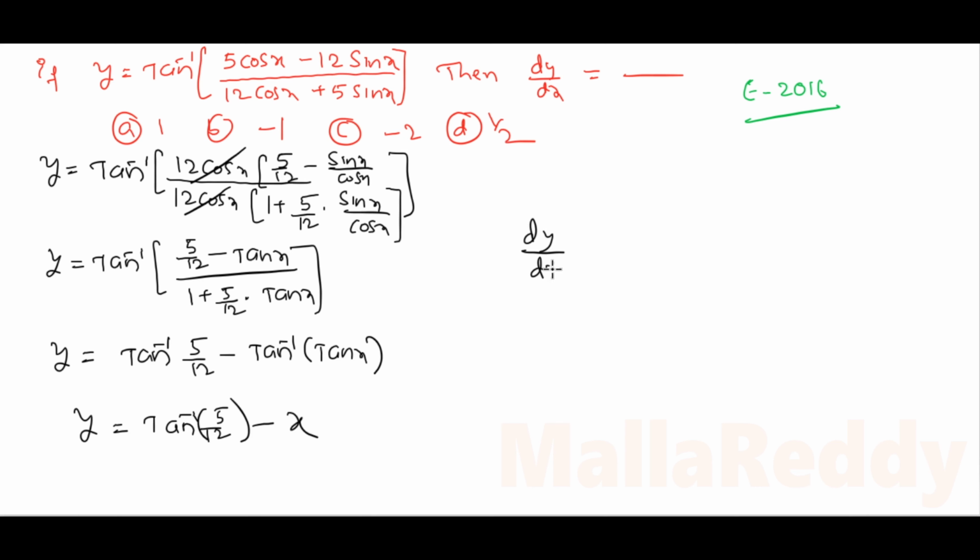dy by dx is equal to tan inverse 5 by 12, that is constant, derivative of constant is 0, minus x derivative, that is 1. Therefore dy by dx is equal to minus 1. Second option is the correct answer.